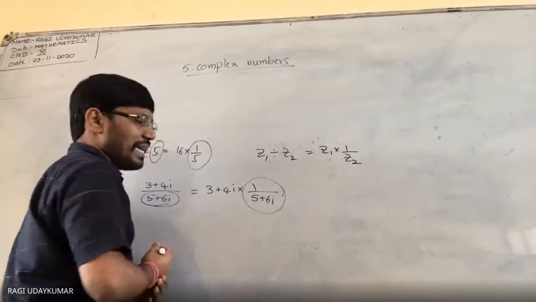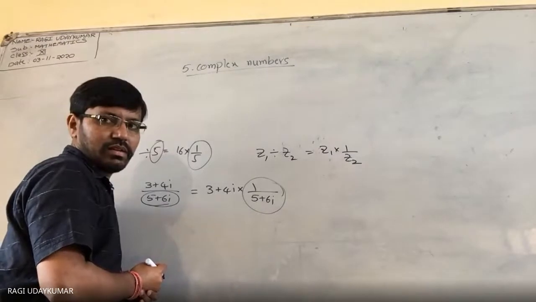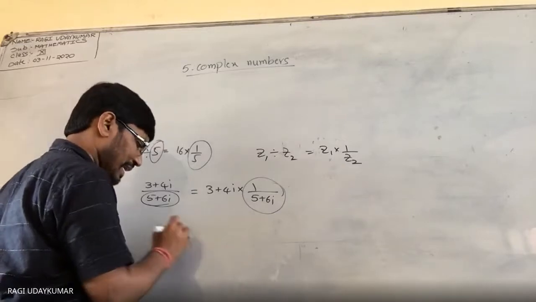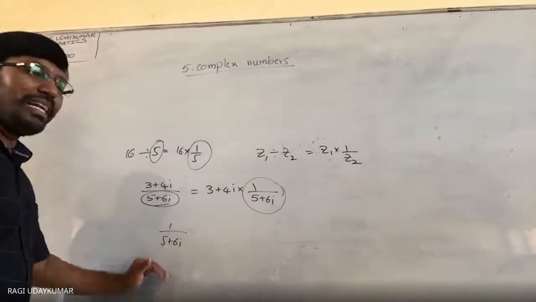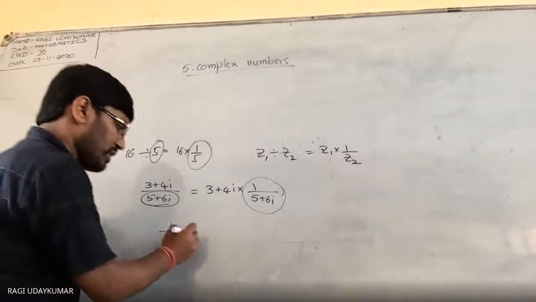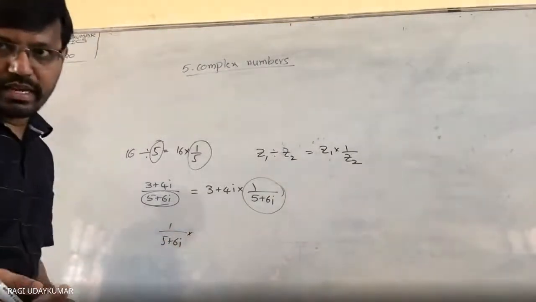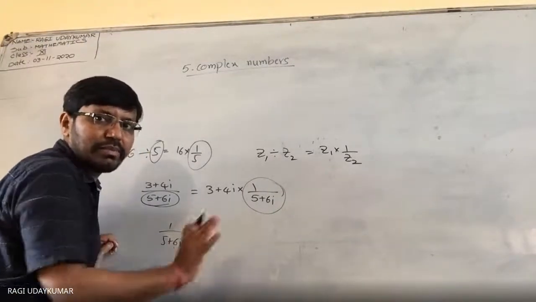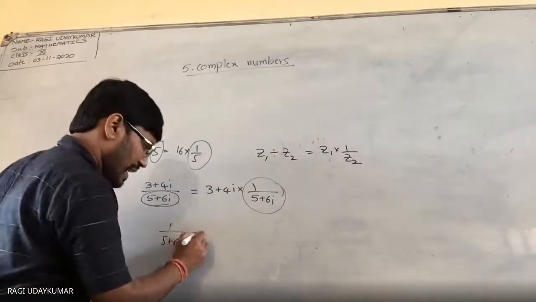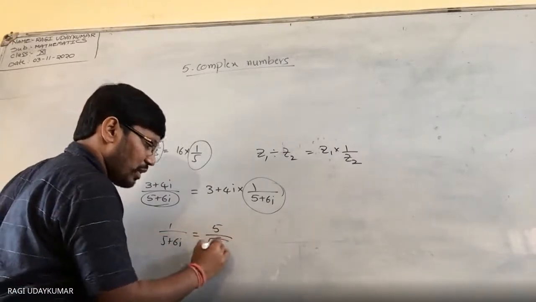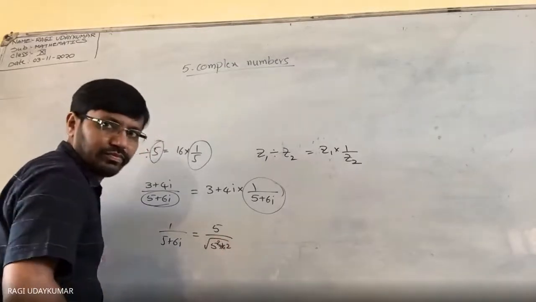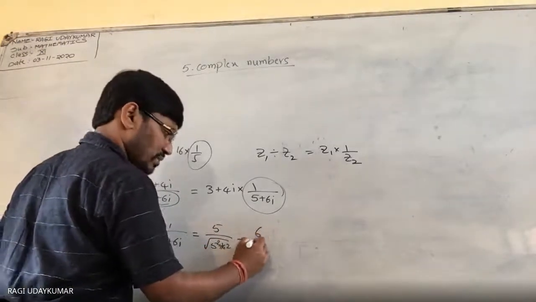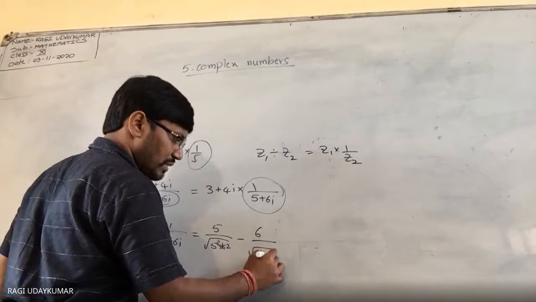So how do we find 1 by 5 plus 6i? First, separately find out 1 by 5 plus 6i. It is not in the general form of a complex number, but you have to convert it into that. You can remember the formula, or otherwise multiply numerator and denominator by 5 minus 6i. The formula gives 5 by under root of 5 square plus 6 square, minus 6 by under root of 5 square plus 6 square i.